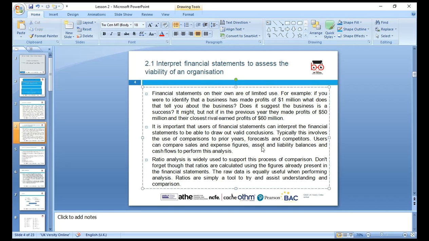So it is important that the user of the financial statement can interpret it to be able to draw out a valid conclusion. We need to conclude from it whether we go ahead or not. So we can look at the comparison with the previous year. If I have one year's figure, what is it telling me? I'll say 100 million, I'll say 200 million, but I need to compare with previous years. Then I can say, oh, we performed better, yes?